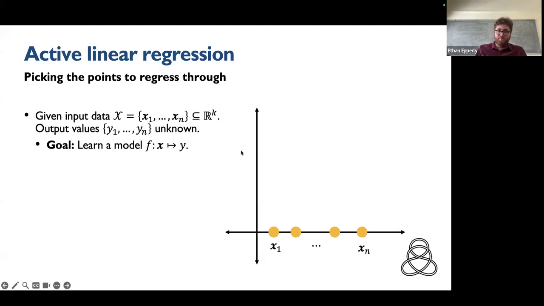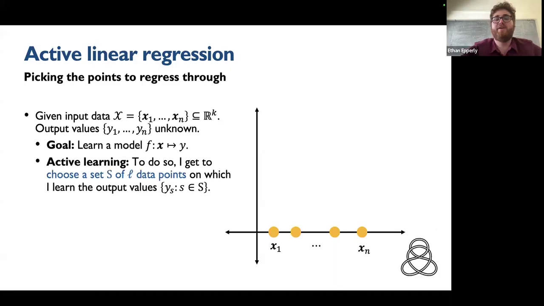Now, without any output values, this is clearly an impossible task. I'm going to give the algorithm some information, but only a limited amount. Namely, I'm going to allow the algorithm, or you, the user, to choose a set S of L data points on which I learn the output values Y sub S. Then I ask you, given this set S of data points you chose, now fit for me a model through the data.